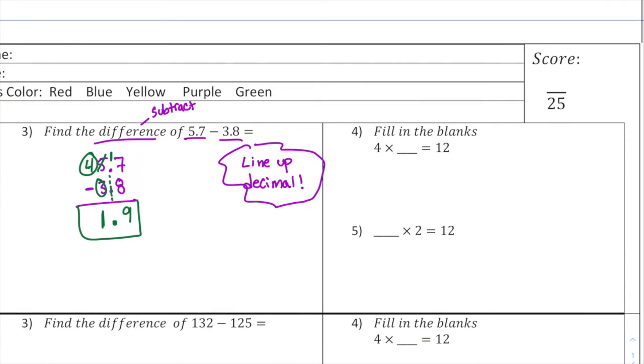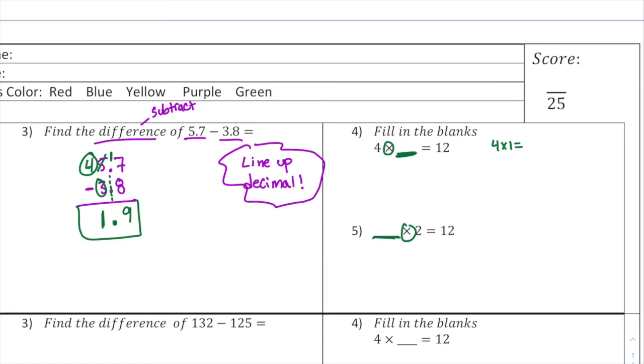Okay, last 2. Fill in the blanks. Looks like we have some multiplication happening here. And they want us to figure out what goes in these blank spaces to make these equations true. So for number 4, it says 4 times something equals 12. And there's 2 ways I would suggest going about this. If you know your multiplication chart, use it. If you don't quite know your 4s, then just practice on the side.